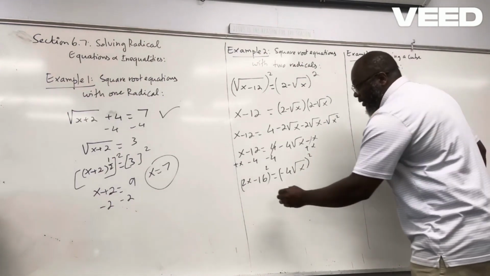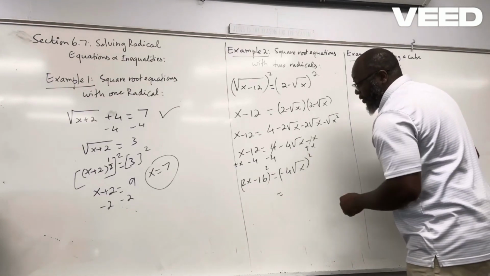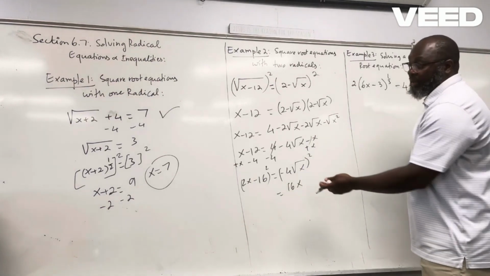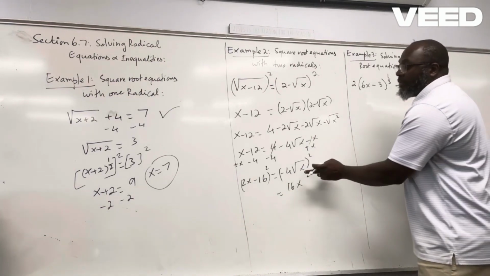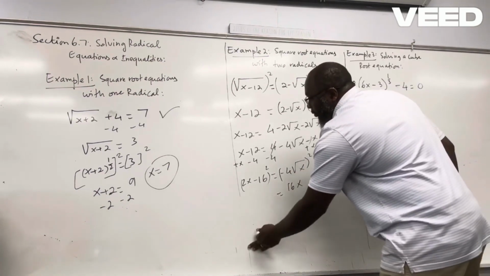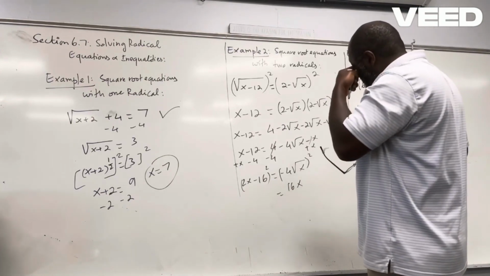So that gives me (2x minus 16) squared equals (negative 4 root x) squared. That is 16x, okay? You already know how to do that. Negative 4 times negative 4 is 16. Root x times root x is just x. And now we have to FOIL this, okay? Again, I'm going to have to do this step by step.